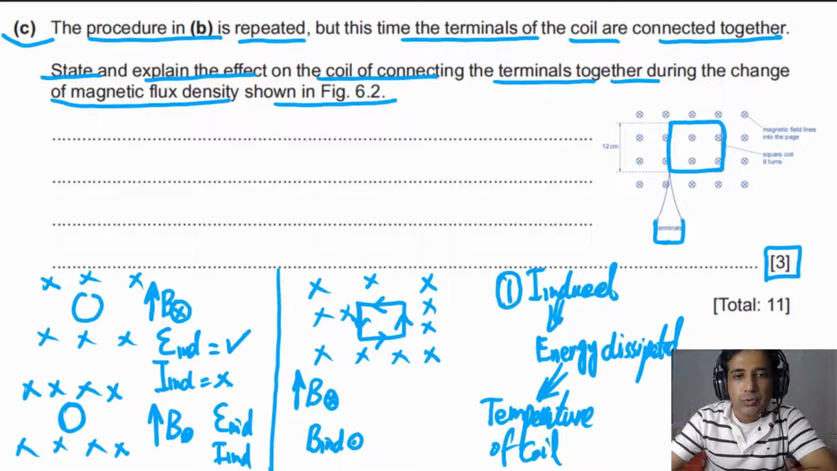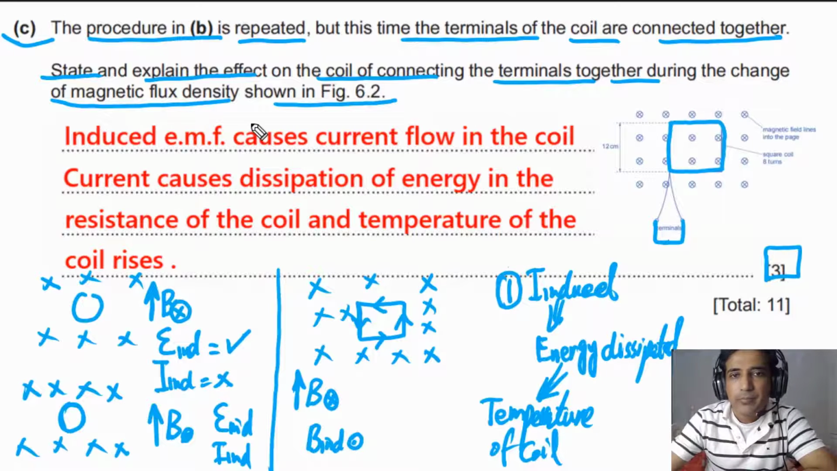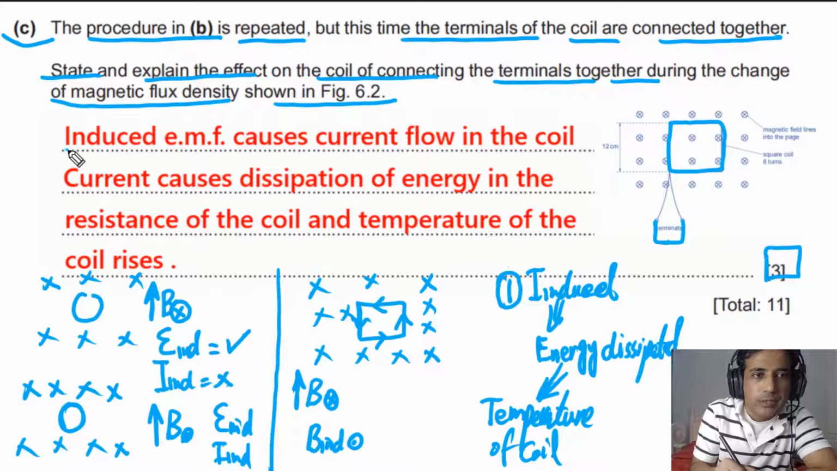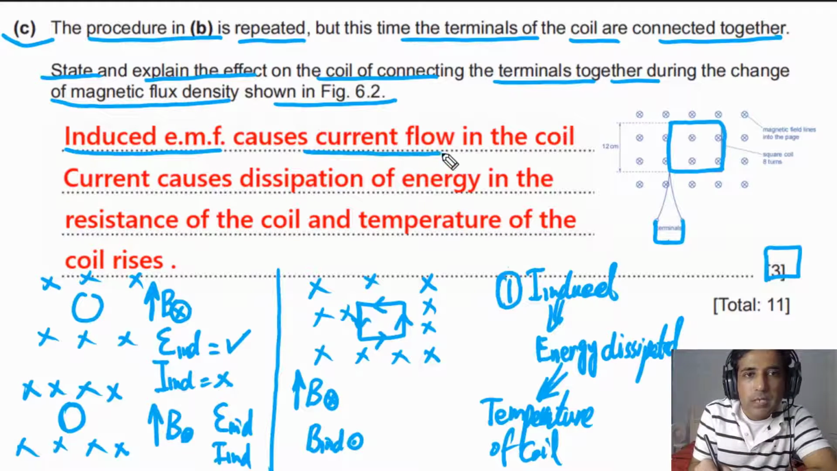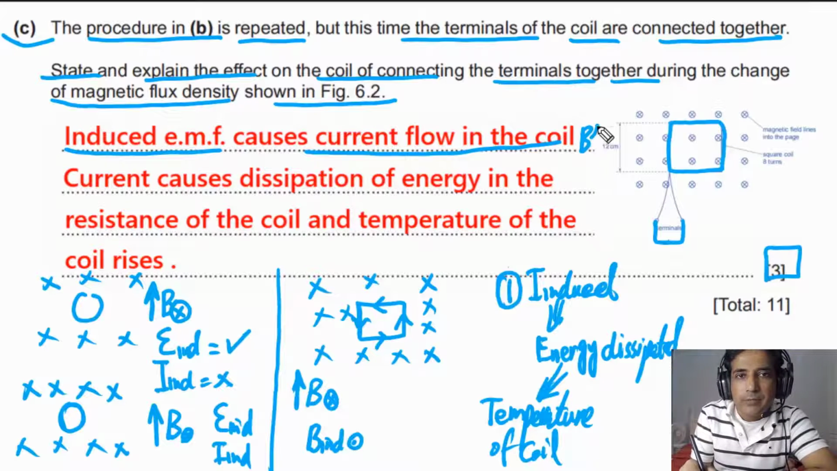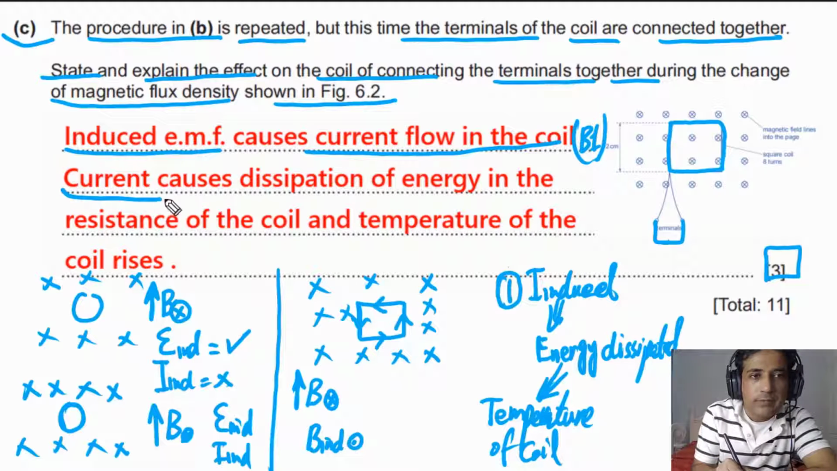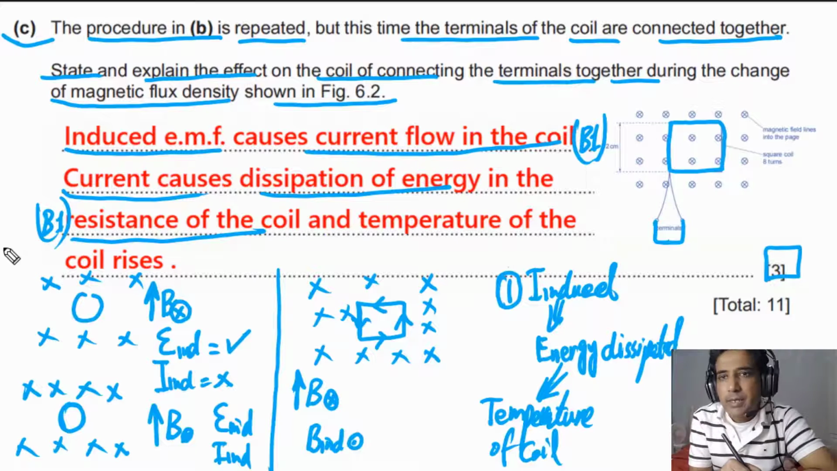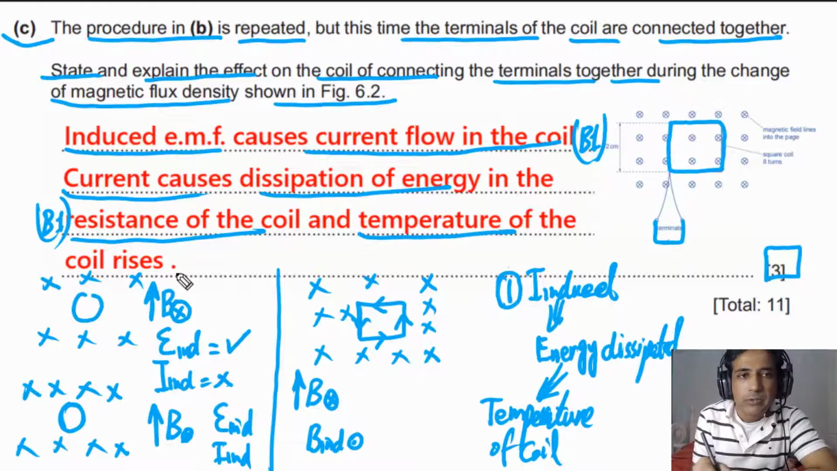So let me show you how you can write down a proper answer. This is how you can write your answer. You can say induced EMF causes current in the coil. This one has 1 mark. If you have written this, you will get 1 B mark. The second mark you will get if you have written current causes dissipation of energy in the resistance of the coil; you will get another B mark. And the last mark you will get if you have mentioned the temperature of the coil rises; you will get another B mark. So this is one way you can explain this question.